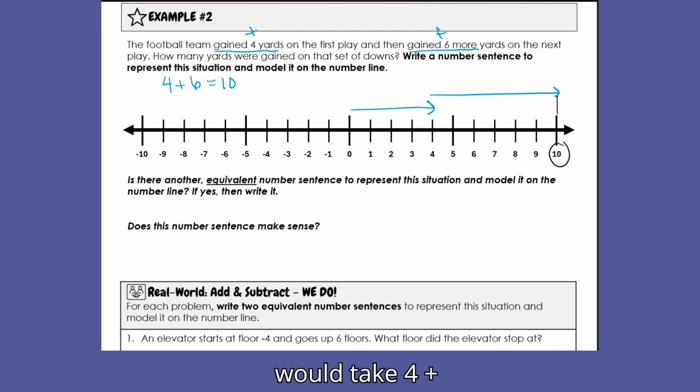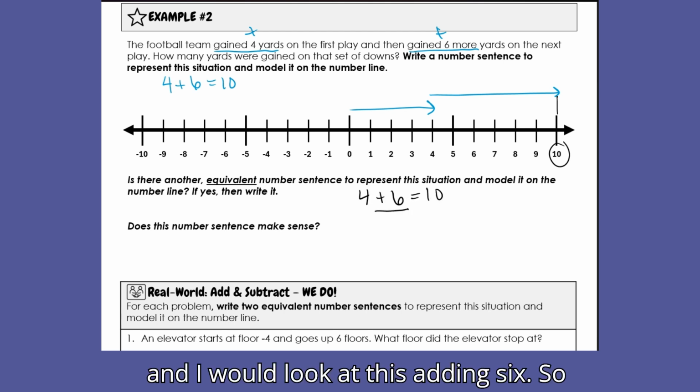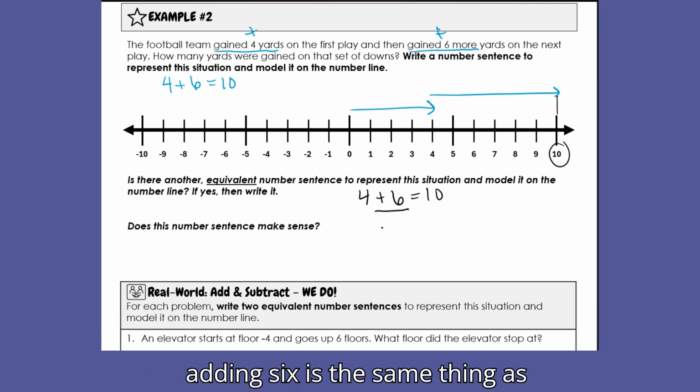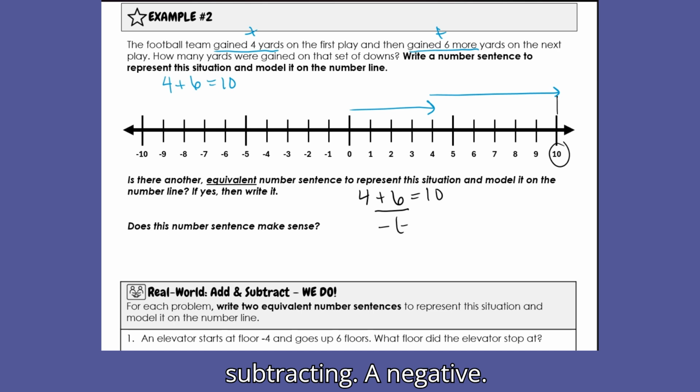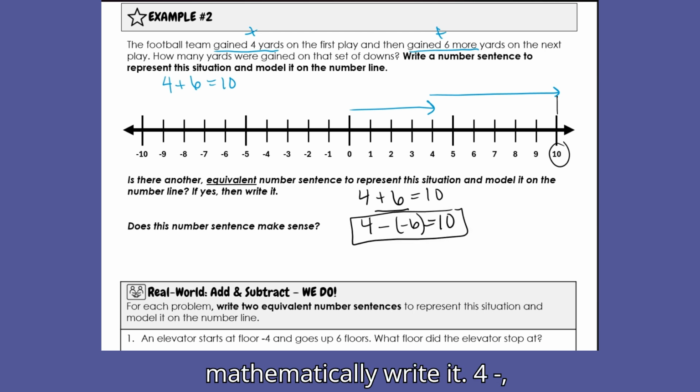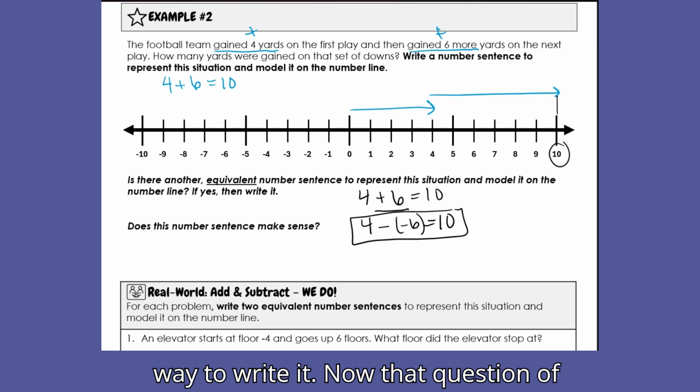Meaning that I would take 4 plus 6 equals 10. And I would look at this adding 6. So adding 6 is the same thing as subtracting a negative. So technically, this is another way I can mathematically write it. 4 minus negative 6 would still give me positive 10 or 10 yards gain on a play. So mathematically, yes, there's another way to write it.